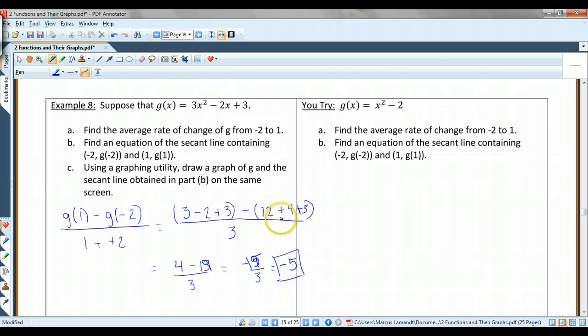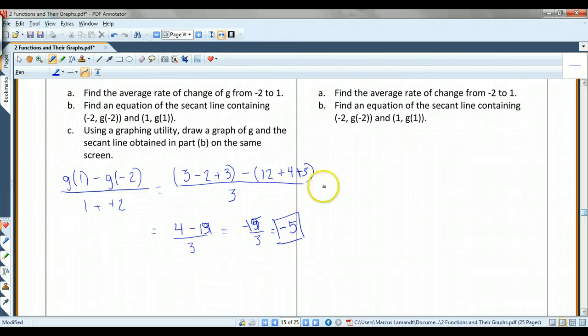Find the equation of the secant line containing this and this. Now, if you guys remember from geometry, a secant line intersects a curve twice. I'm just going to draw a sketch over here. You don't actually have to draw this if you don't want to. If I have some curve, a secant line intersects that curve twice. I want to find the straight line that intersects these 2 points.